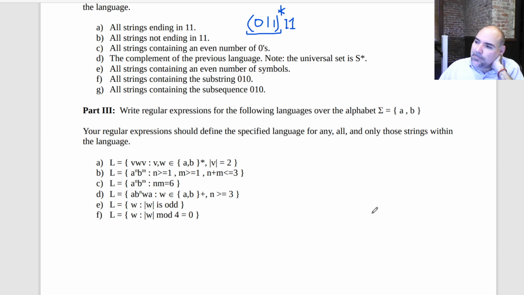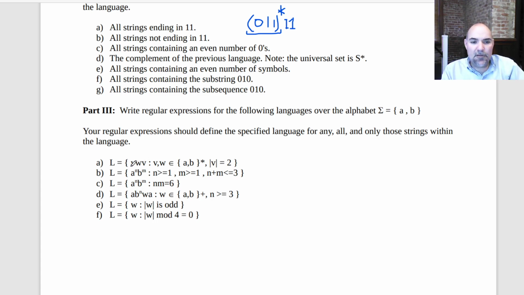is the language now, or the alphabet now switches to A and B, so only A and B. And this time I use set formers here. So let me quickly give a description of what's going on. Let's look at A, since that one looks a little complicated. So this is saying all strings L are all strings in the form V, W, V.